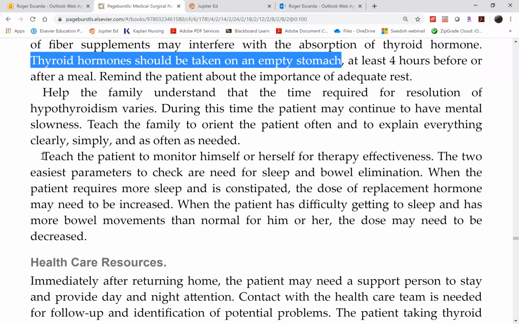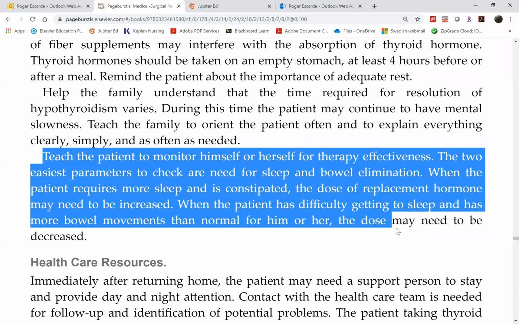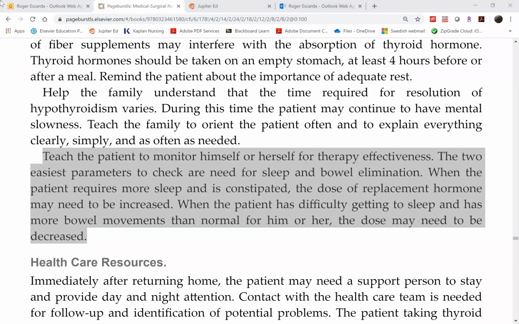And at home, these are two very practical ways to monitor the need for dose adjustment. Thank you for reading, Ms. Bitoy. Teach the patient to monitor himself or herself for therapy effectiveness. The two easiest parameters to check are the need for sleep and bowel elimination. When the patient requires more sleep and is constipated, the dose of replacement hormone may need to be increased.